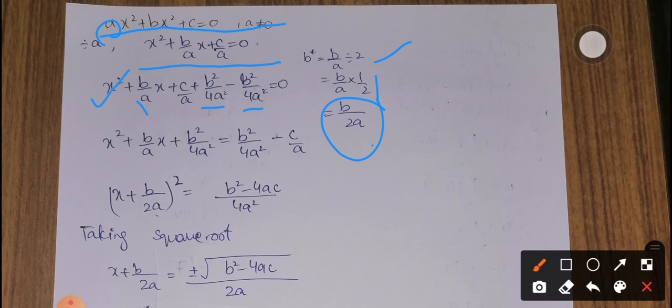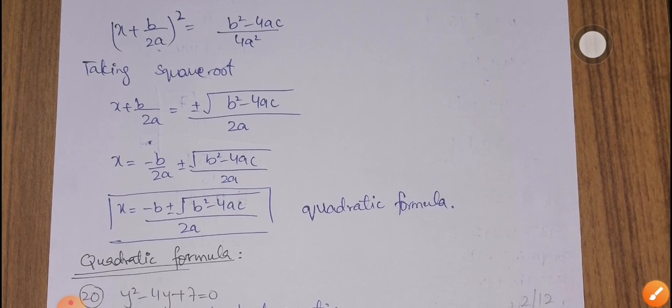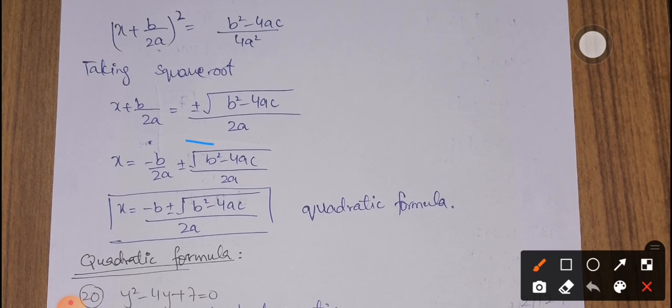Now x square plus b over a x plus b square over 4a square is going to make the perfect square of x plus b over 2a, and we will shift the other two terms to the right hand side, and by taking the LCM we have b square minus 4ac over 4a square. Now we will take the square root on both sides of the equation, that is x plus b over 2a is equal to plus minus square root of b square minus 4ac over 2a, because the square root of 4a square is 2a.